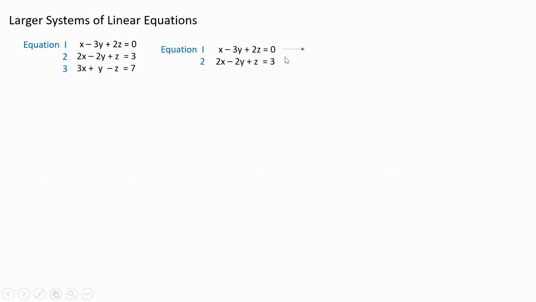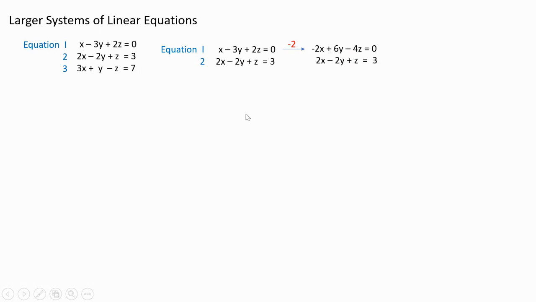So then I'm going to multiply equation 1 by negative 2. Again, why negative 2? Because negative 2 times x will give me a negative 2x, and then when I add it to the second equation, they'll be eliminated. Okay, so that's a plan. But I have to multiply negative 2 times every term on the equation. So if I multiply negative 2 times x, negative 2 times negative 3y, negative 2 times 2z, and negative 2 times 0, this is the result.